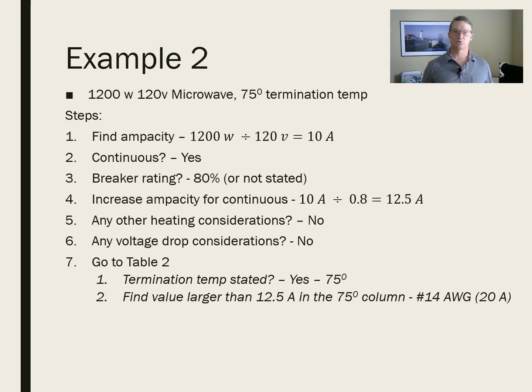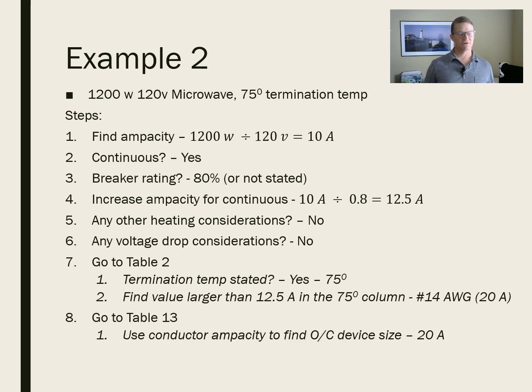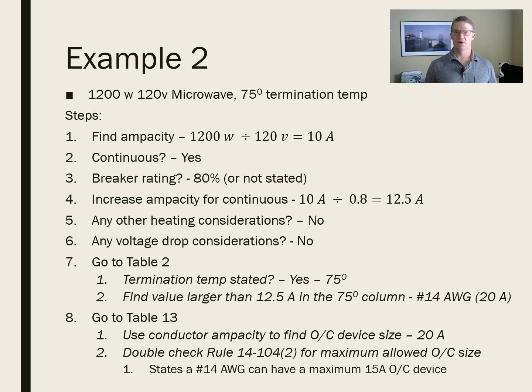We follow it down and we find that a 14 gauge conductor will do the job, and that is rated at 20 amps. Normally we would go to table 13 and choose a breaker based on the ampacity of the wire. However, if you look at the table, it has a double squiggly right beside that 14, which means we actually have to go check on Rule 14104 Subrule 2. 14104 Subrule 2 states that I can have a maximum of a 15 amp breaker on a 14 gauge conductor, and I cannot exceed that except for under special circumstances.